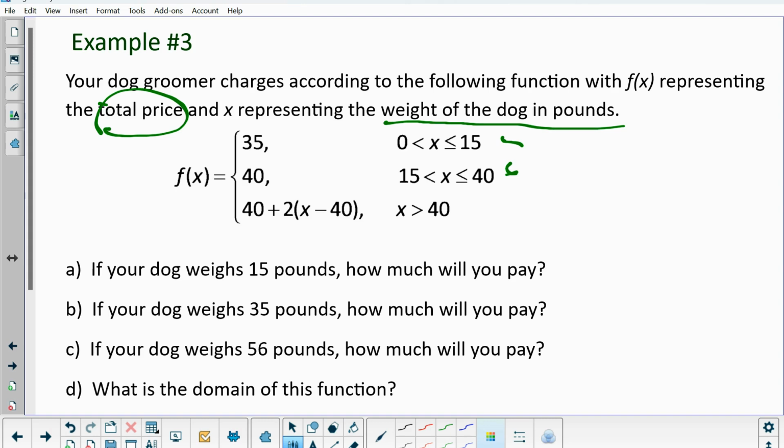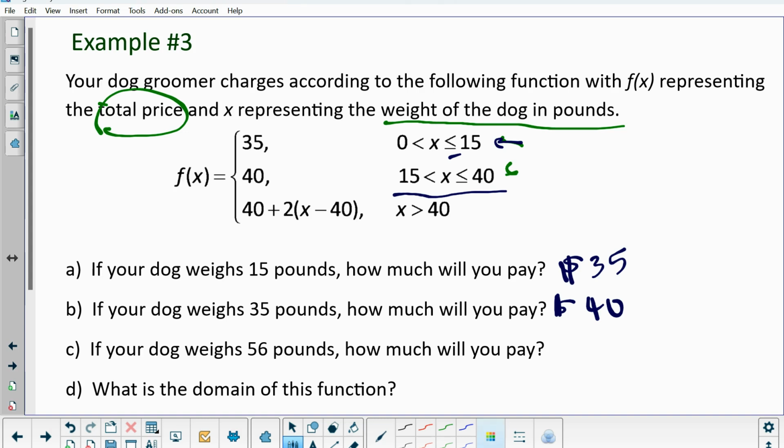Well, I think I kind of just described it. So here's the 15. It's equal to here. This is $35. If your dog weighs 35 pounds, that's in this window, and that is $40. Keep in mind, if your dog weighed 39.9 pounds, they'd still be charged $40. If your dog weighs 56 pounds, how much will you pay?